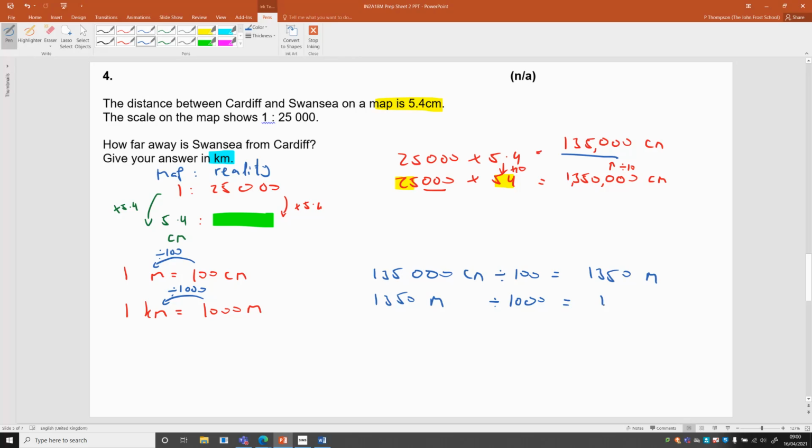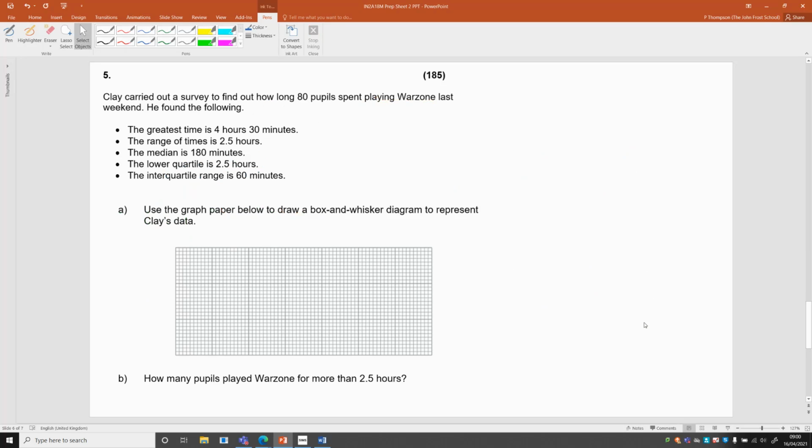This is obviously nowhere near the real life situation, but trust the maths, okay? According to this map, this is a dodgy map, Swansea is 1.35 kilometers from Cardiff, which is not true, but I checked the maths over, and for this question, the maths is correct. Okay, nice one. All right, number 5 then, pause it, come back when you're ready.